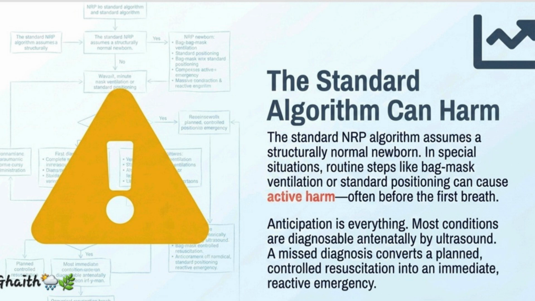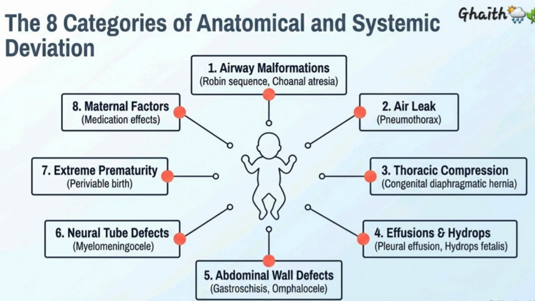So as we go through each condition, keep two questions in mind. What would I anticipate if I knew this diagnosis in advance, and what does the standard algorithm get wrong here? We are going to organize special situations into 8 categories. 4 of them are structural, working roughly head to toe: airway malformations like Robin sequence and choanal atresia; air leak, meaning pneumothorax; thoracic compression from congenital diaphragmatic hernia; and effusions and hydrops, fluid crowding out lung and heart function.